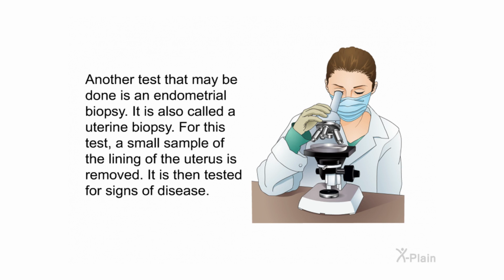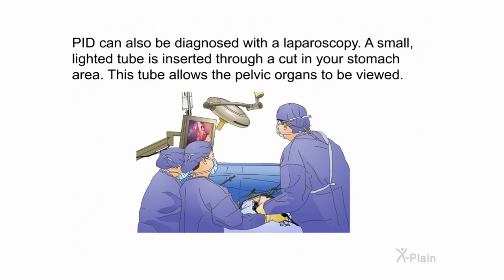Another test that may be done is an endometrial biopsy. It is also called a uterine biopsy. For this test, a small sample of the lining of the uterus is removed. It is then tested for signs of disease. PID can also be diagnosed with a laparoscopy. A small, lighted tube is inserted through a cut in your stomach area. This tube allows the pelvic organs to be viewed.